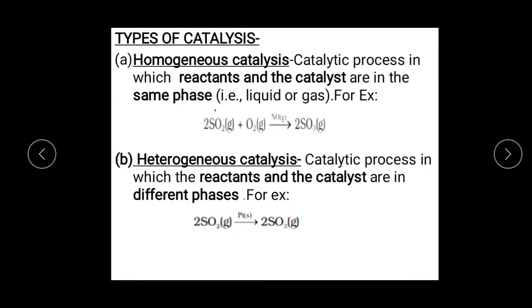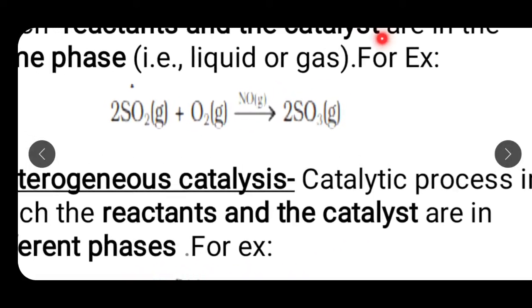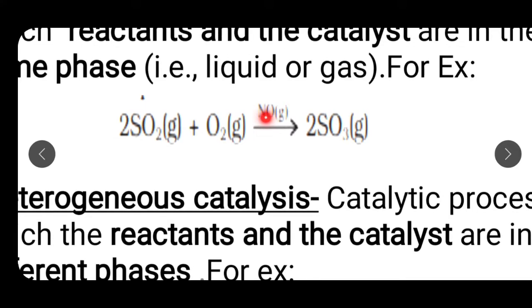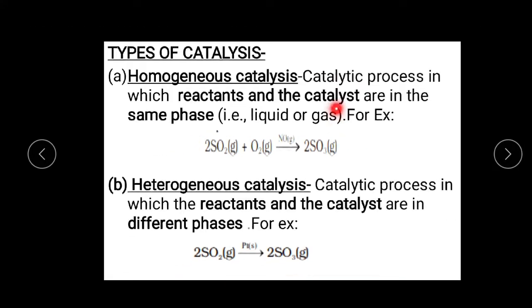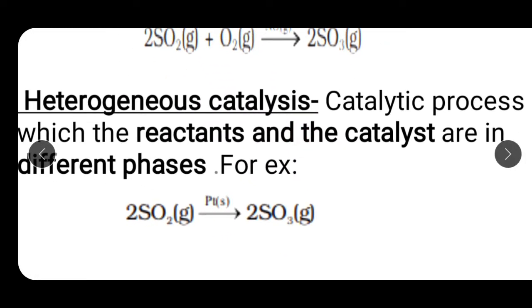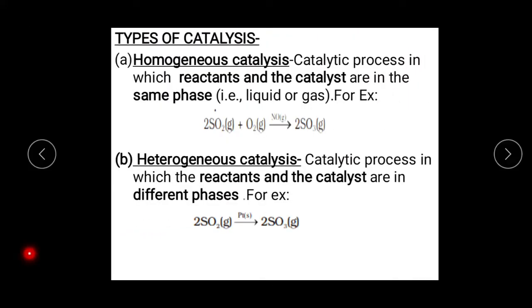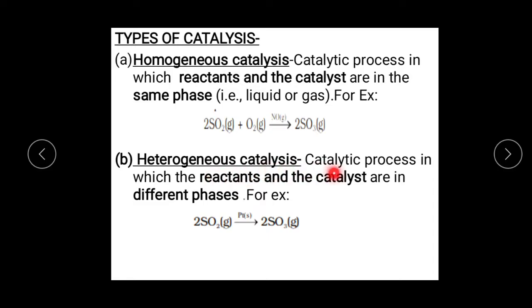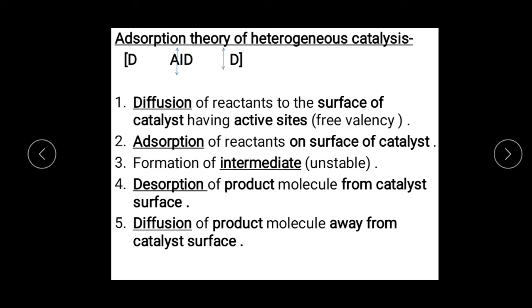Now types of catalysis, we have two types of catalysis. First is homogeneous catalysis. You can see here the reactants and the catalyst are in the same state. And in the next example, you can see the catalyst and the reactants are in different states. So, homogeneous catalysis is a process in which reactants and catalysts are in the same phase. And heterogeneous catalysis is a process in which reactants and catalysts are in different phases.